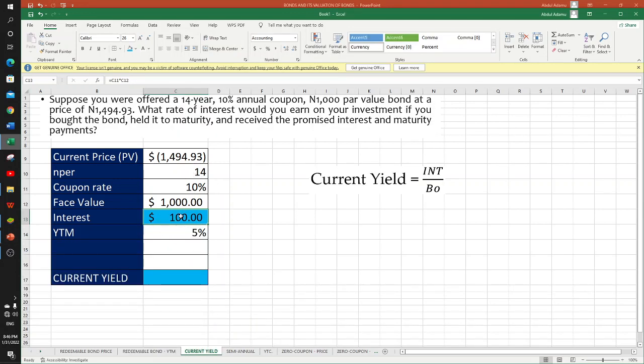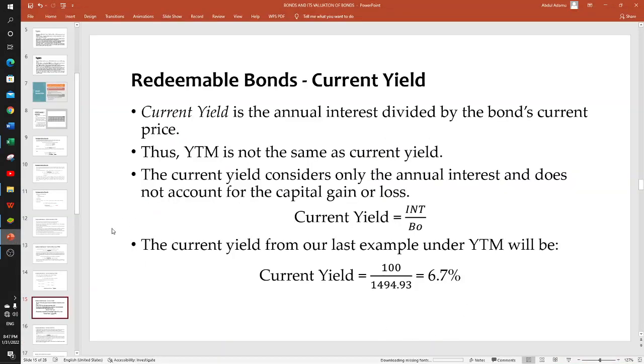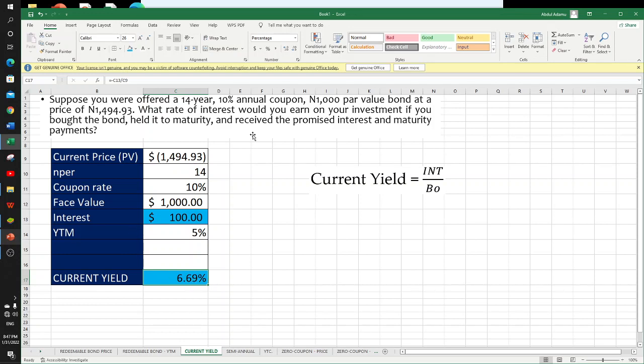We can go to our Excel to confirm that current yield. This is the interest now, 100. This is the current price. So the current yield is equal to the interest divided by this. Enter. So it is minus because the current price is minus. So we can make it positive, which is 6.69% current yield. So we go back, that is 6.7%. So we can adjust it to one decimal place.